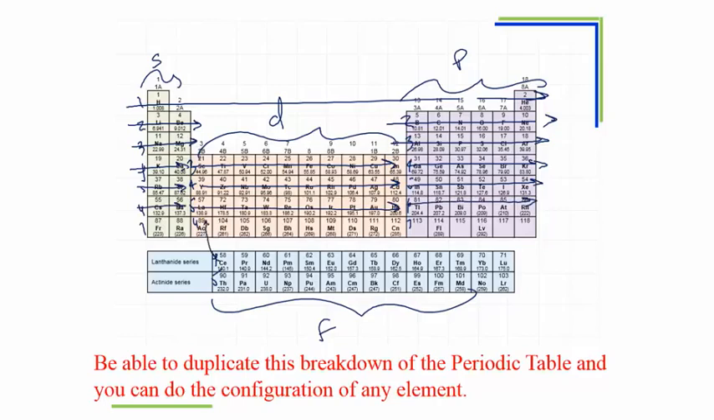So we better erase an arrow there. So let's get the eraser out. Let's erase that arrow. And let's remember to enter the F block. So after the 6s comes the 4f, then the 5d, and the 6p. And then the 7s, and then the 5f, and then the 6d, and then the 7p.